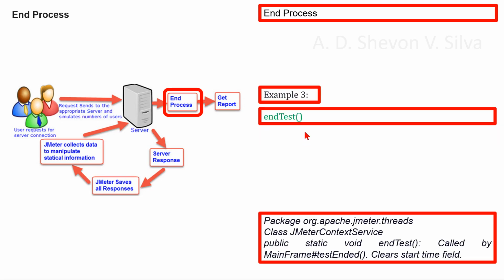As an example 3, we can consider the public static void endTest method in class JMeterContextService in package org.apache.jmeter.threads, called by MainFrame, and then the testEnded method clears the start time field.